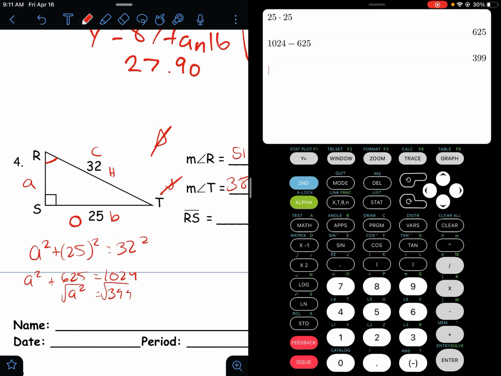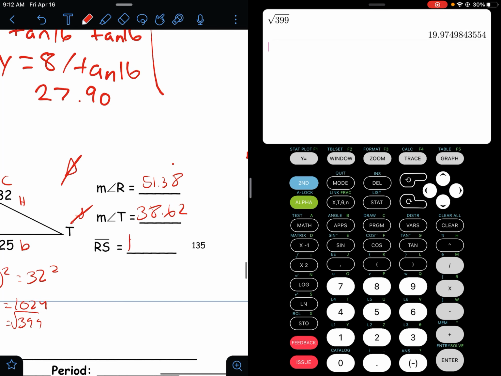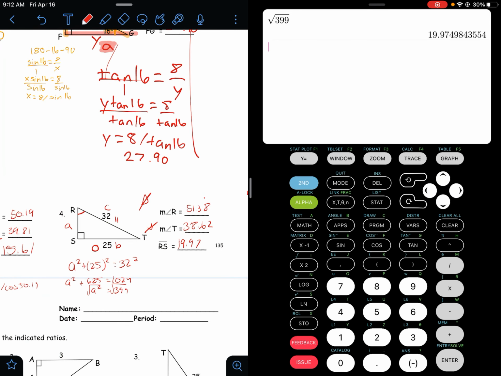Then you just take the square root of both sides. The square root of 399 is going to give us 19.97. So that's how I did it using the Pythagorean theorem.